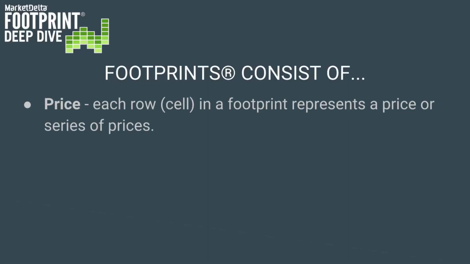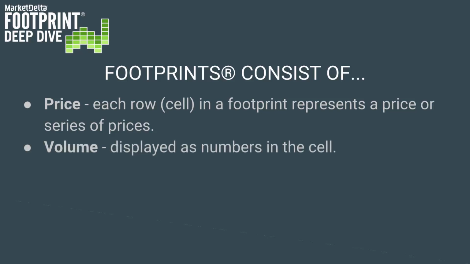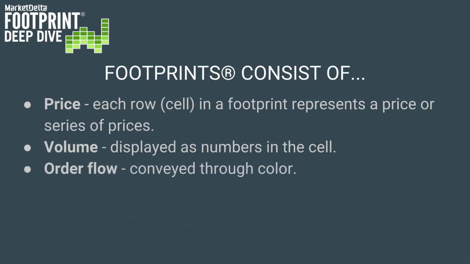So footprints consist of price, which is each row or cell in a footprint that represents a price or a series of prices. As you'll see when I get into the real-time demo, you can collapse prices upon each other to aggregate the footprint data, and that's very useful for volatile instruments or stocks where you've got lots of prices at trade. You don't need to necessarily see every one. You can just aggregate the prices and pull out useful information from that. Volume is displayed as a number in the cell. Order flow is conveyed through color, usually the background color of the footprint cell.